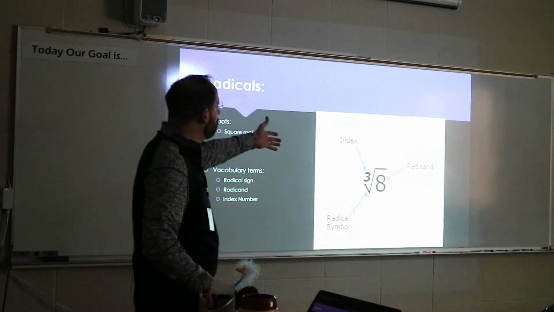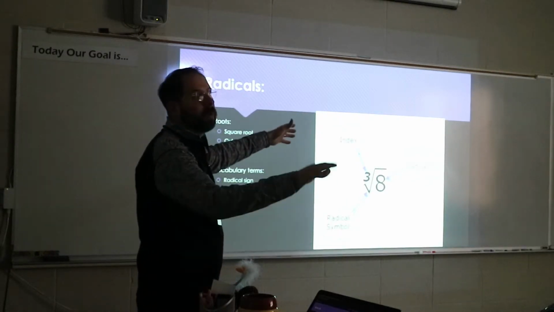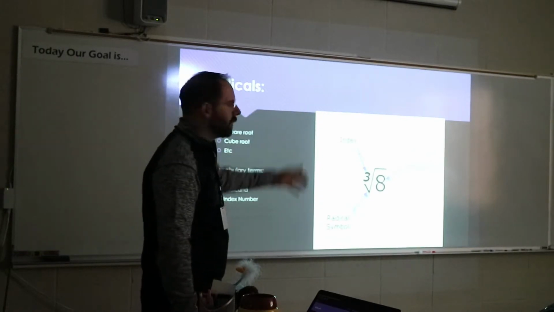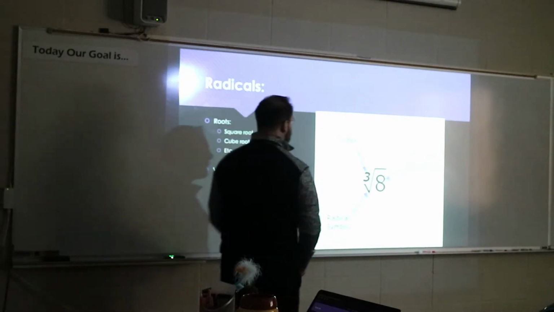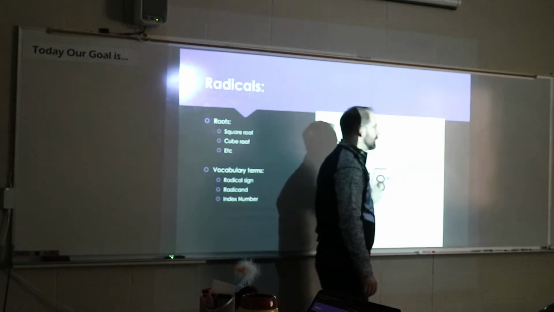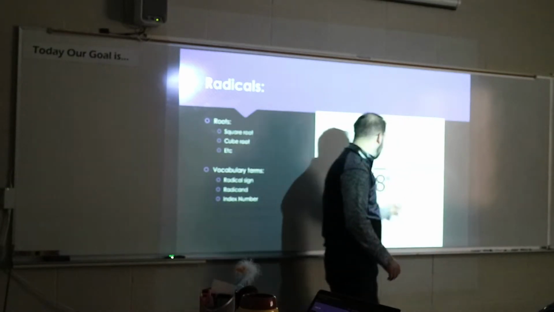Now, this one does have a cube root. It has a 3 in it. Yours won't today, but it uses the same rules, right? So when you have a radical, that's not a decimal in here, right? That's a nice clean number on the inside. That's called a radicand.